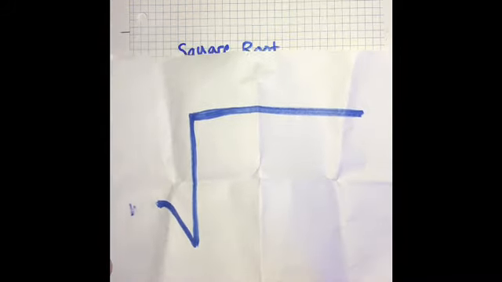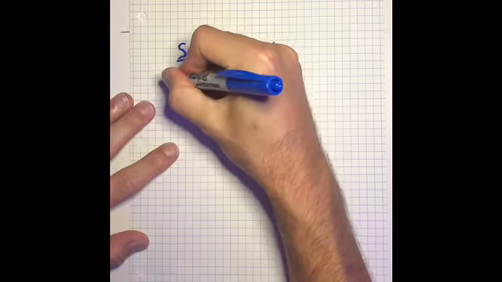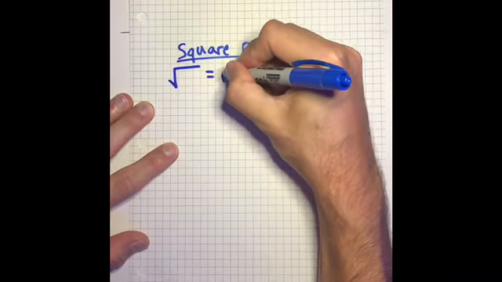So this is called a square root. And that symbol is a radical.